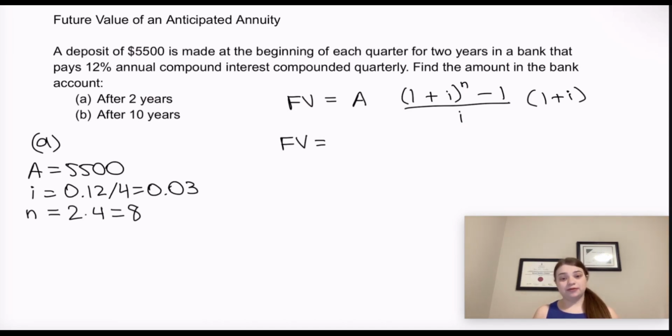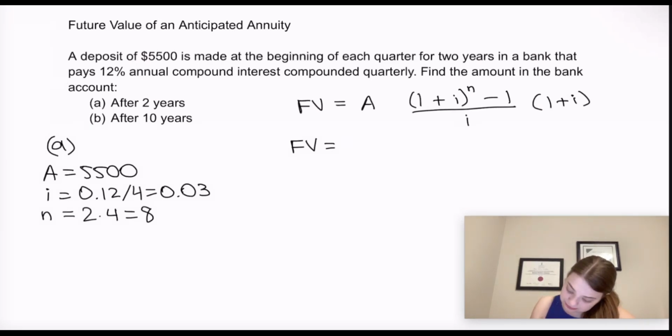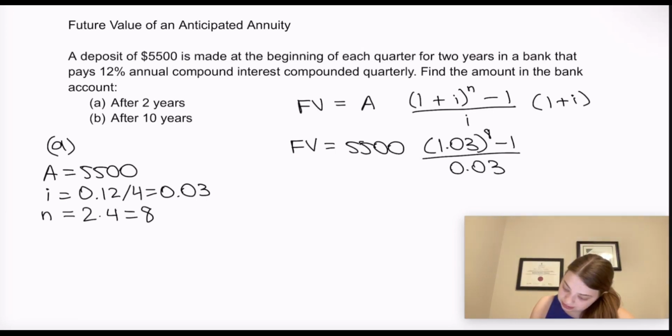And you bet it's going to be more than 5,500 times the 8 payments we made because of that compound interest. Now, maybe not that much more, in the sense that if we only do this for 2 years, it doesn't really have as much time to do that compound growth, but it will begin to, certainly, which is good. Okay, so A is 5,500. 1 plus I, that's going to be 1.03 to the power of 8 minus 1 all over 0.03 times 1.03.